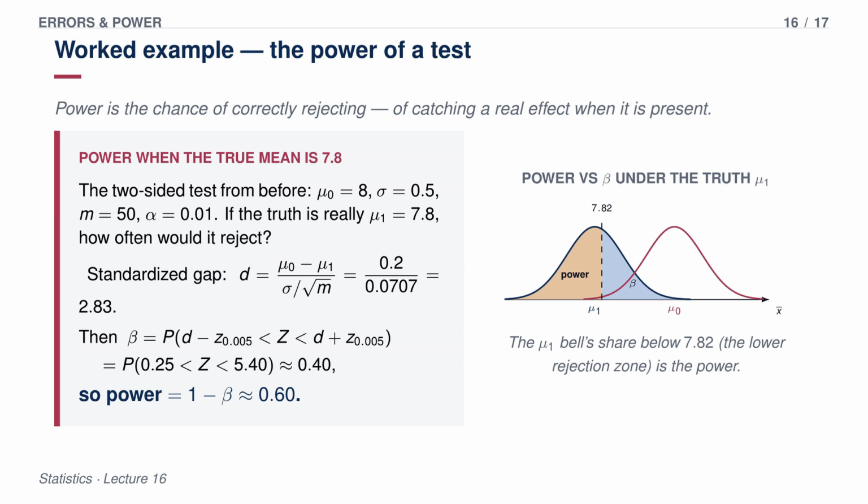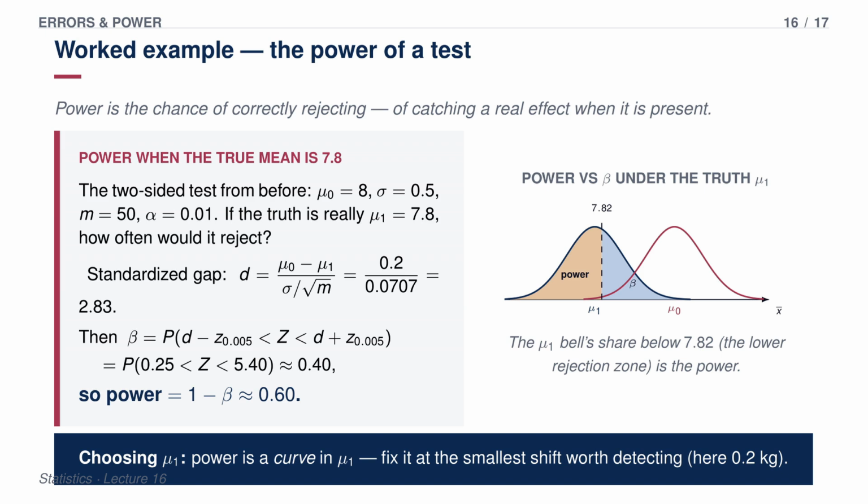The standardized gap D is mu naught minus mu 1 over sigma over root m, 0.2 over 0.0707, which is 2.83. Beta works out to about 0.40, so the power is 1 minus beta, about 0.60, a 60% chance of catching a 0.2 of a kilogram shortfall. And that raises the natural question, power against which alternative? Power is a whole curve in mu 1. You fix it at the smallest shift worth detecting, here 0.2 of a kilogram. And if you want more power, take a bigger sample.